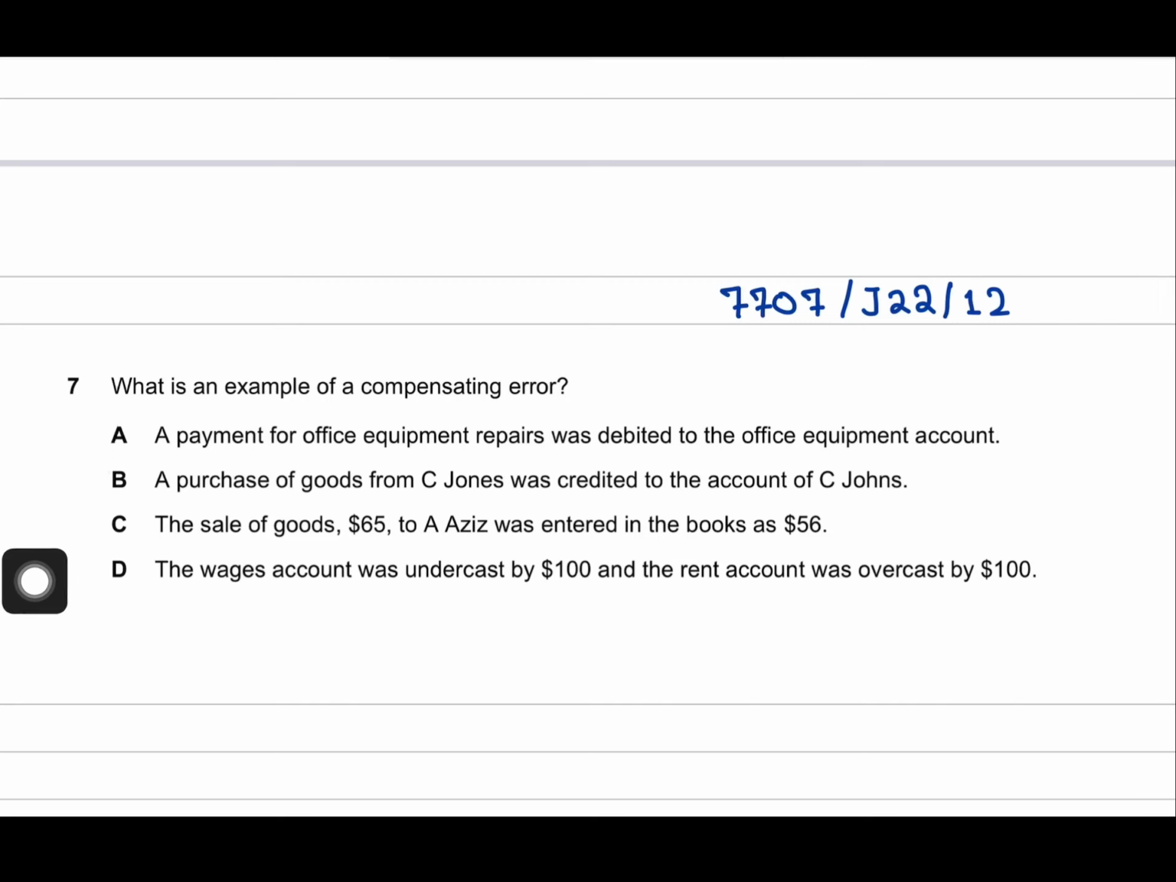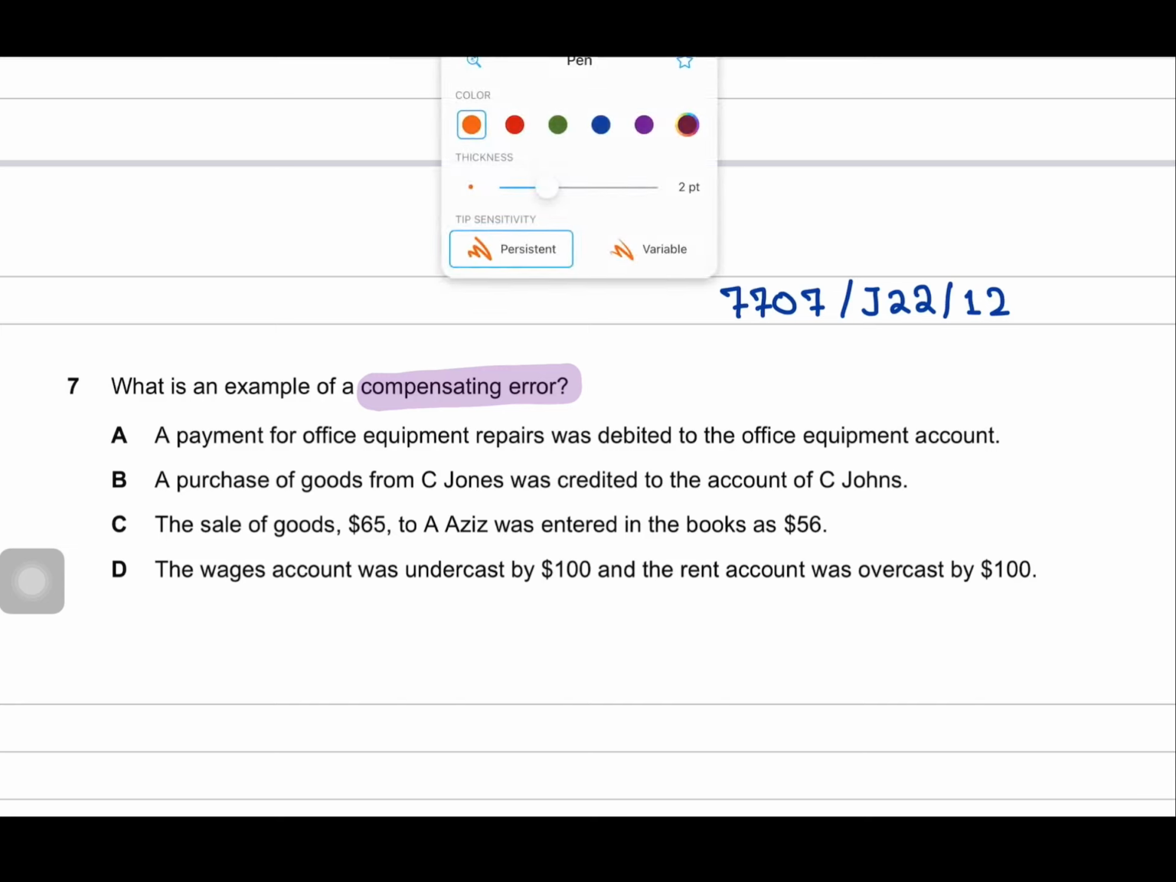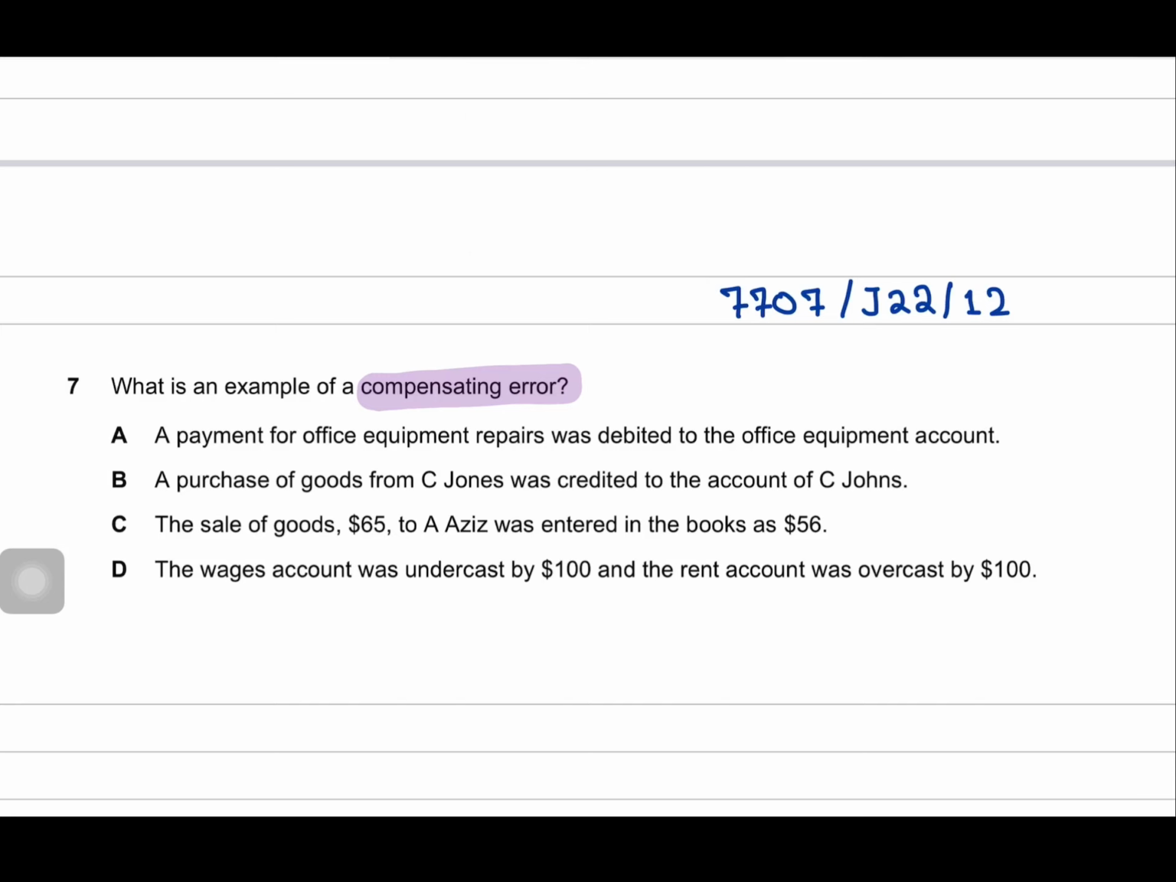Question number is 7. The question says, what is an example of a compensating error? Right, you remember what compensating error was? When the error was in two or more accounts and it was not revealed by the trial balance, the error was not because of the same transaction affecting those accounts, but the error was independent of these accounts, and the trial balance balanced because coincidentally the amount of error in both or more than two accounts was the same, right? So it was not revealed by the trial balance. Now let's read the options one by one and find out which amongst these is the compensating error.